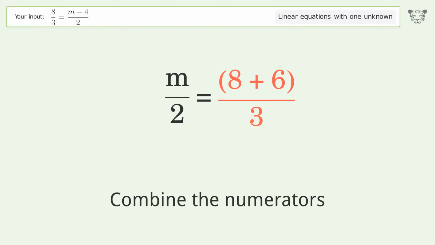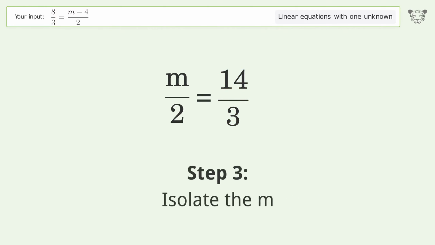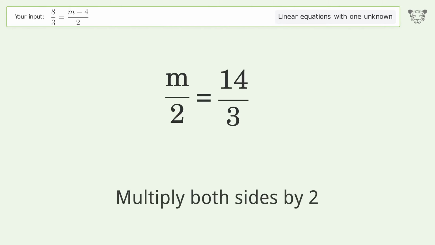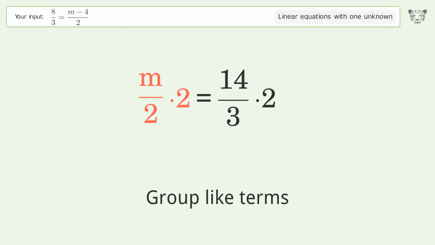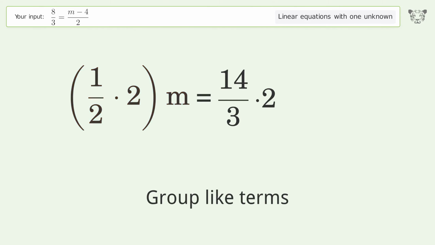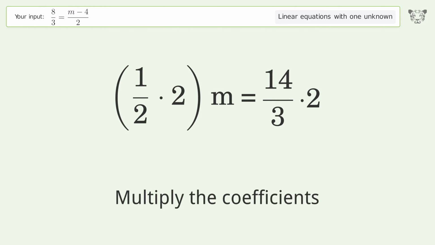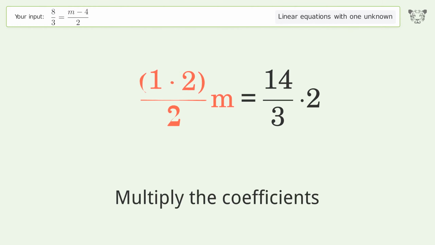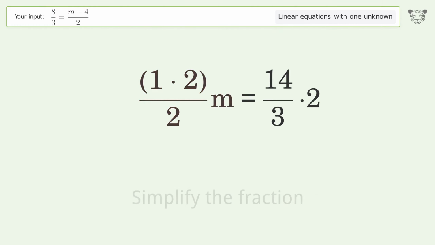Combine the numerators. Isolate the m. Multiply both sides by 2. Group like terms. Multiply the coefficients. Simplify the fraction.